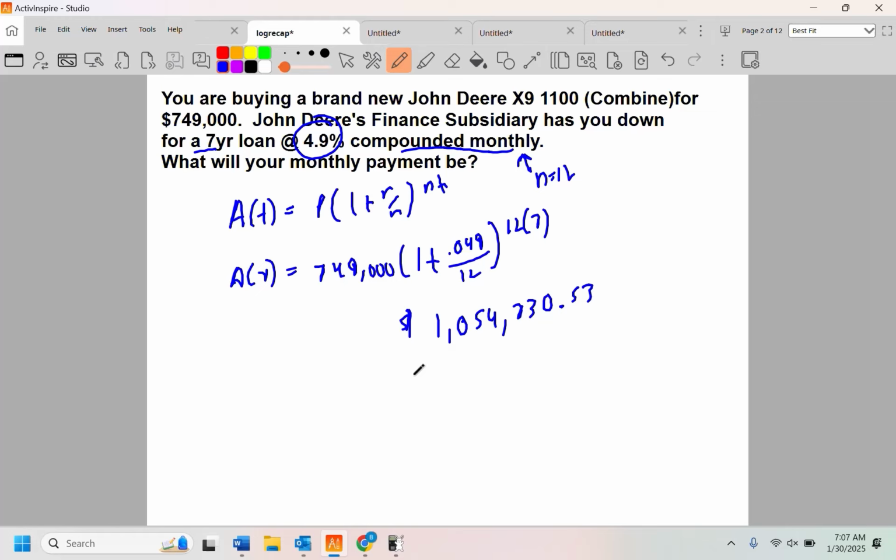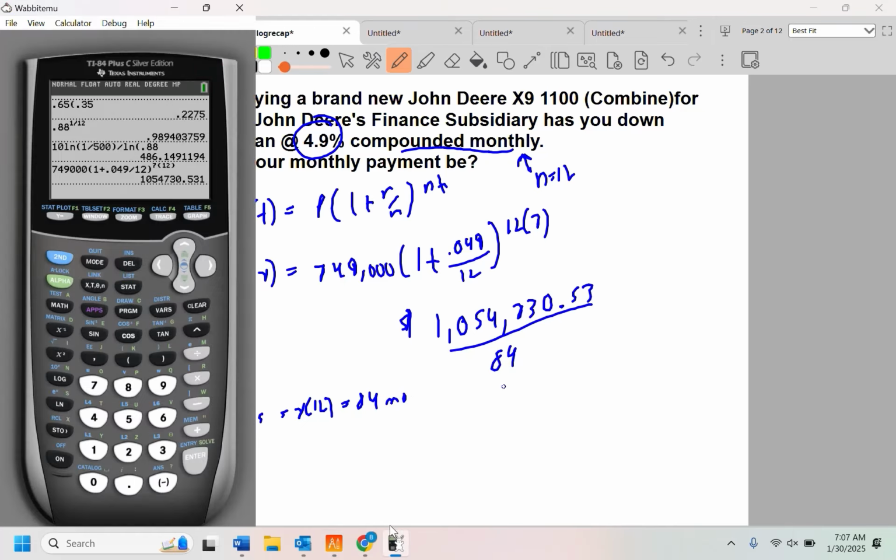Now, to figure out my monthly payment, 7 years is 7 times 12, 84 months. We'll divide by 84. Now, the truth is, John Deere does not do monthly payments. You make one payment per year, $12,556.32. At least you do when you're talking about the big equipment. That's how you do it. You pay one time per year.